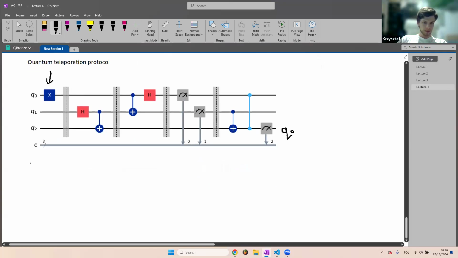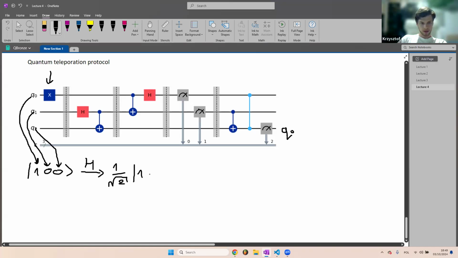Okay, so let me begin with the state 0, 1, 0, 0. And here the first qubit is shown as here. So after this X gate, the first qubit becomes 1. And now we apply the Hadamard gate to the second qubit, which is now 1 over square root of 2, 1, 0, 0, plus 1 over square root of 2, 1, 1, 0.